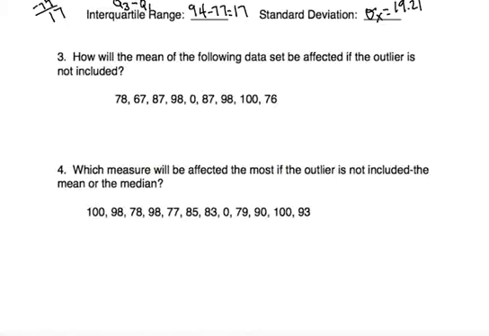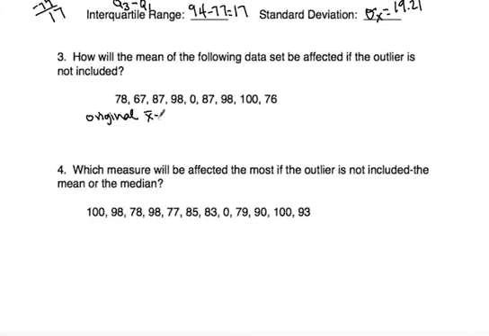All right, number 3 says, how will the mean of the following data set be affected if the outlier is not included? So in our data set, we've got 78, 67, 87, 98, 0, 87, 98, 100, and 76. So we can see that our outlier is the one that is going to be significantly high or significantly low. In this case, it would be 0 as our outlier. So in order for us to know how that outlier affects the mean, we need to calculate the original mean and then the new mean by omitting that 0.